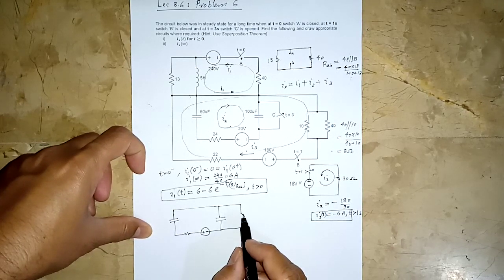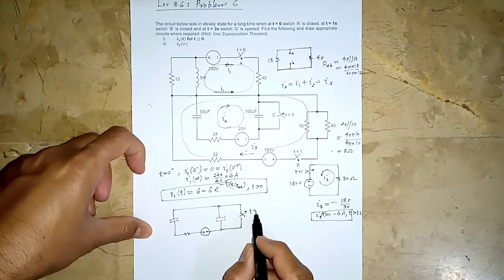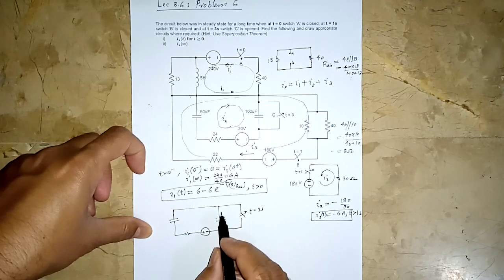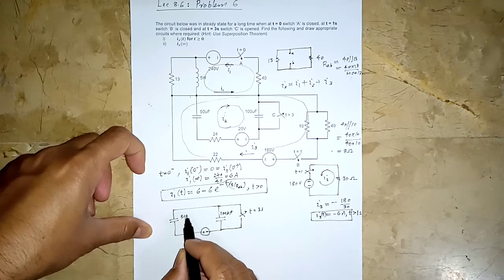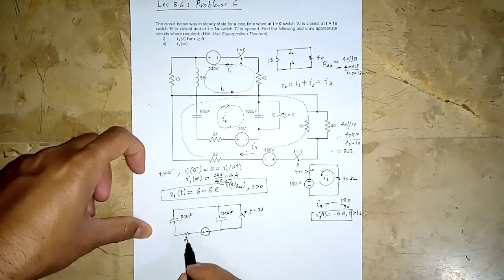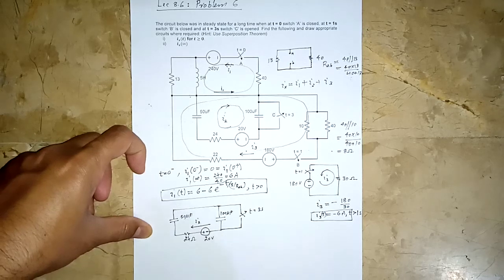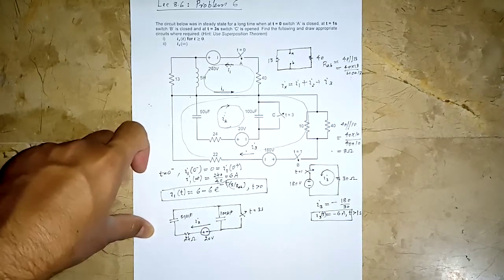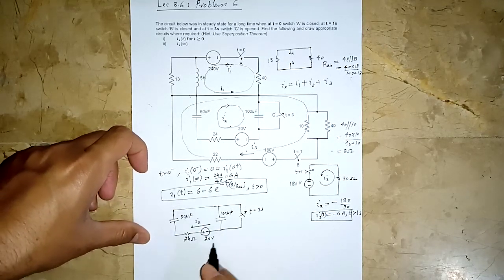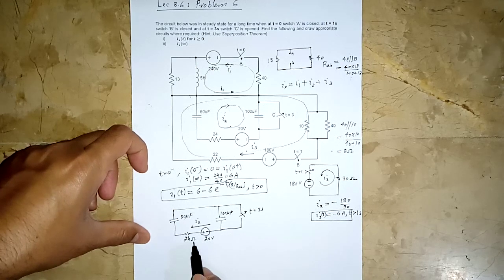And we have a switch here now that opens up at 3 seconds. So we have a 100 microfarad capacitor, a 50 microfarad capacitor, a 24 ohm resistor, and a 20 volt source, and current that we want to find like this, I2. So let us come up with a strategy to solve this.